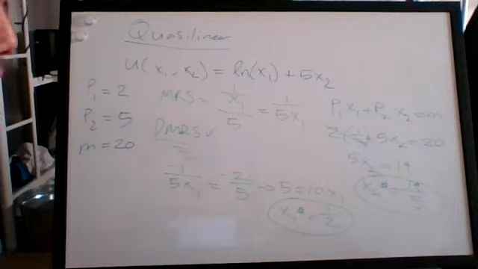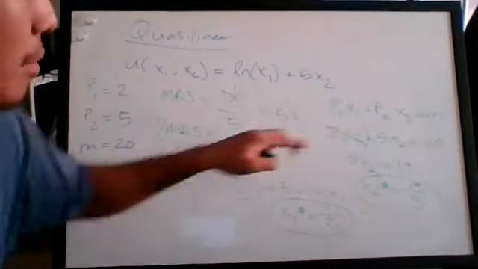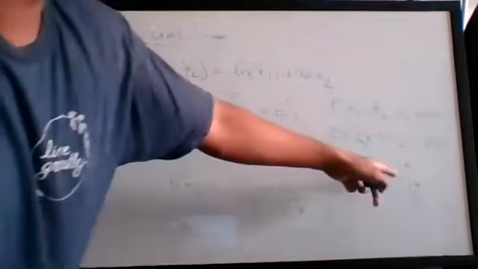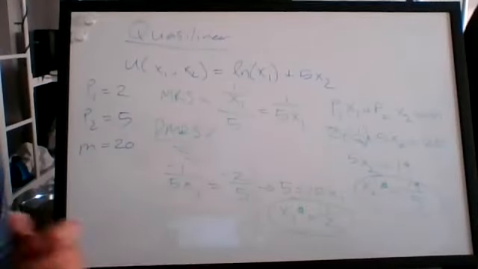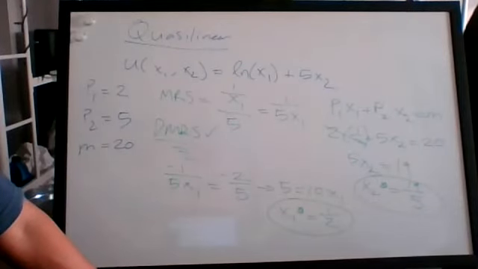So 19 is not M, 20 is M, but when I account for how much I've allocated towards good 1, I essentially have $19 to spend on good 2, right? After I bought my good 1. Does that make sense?